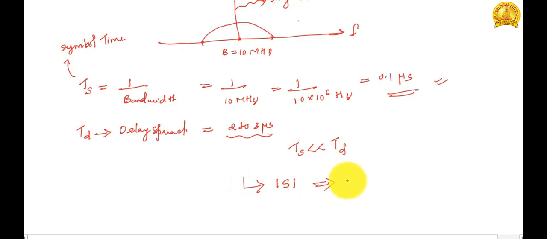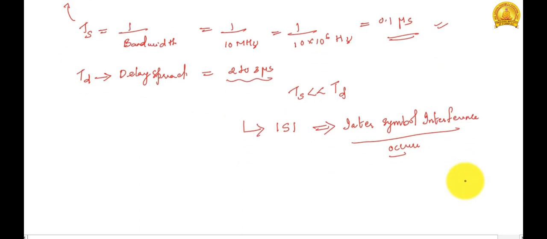This is the distortion, inter symbol interference. Distortion occurs. But is it favorable? No, we have to remove this distortion. So in order to remove this distortion, what we have to do? We have to make symbol time much greater than delay spread. If we can make symbol time greater than delay spread, we can eliminate what?